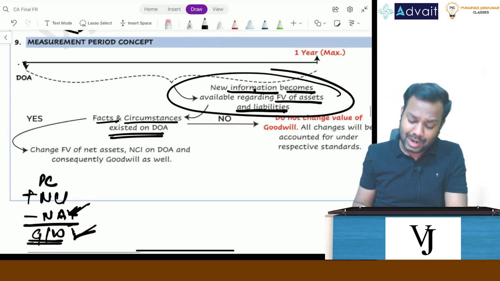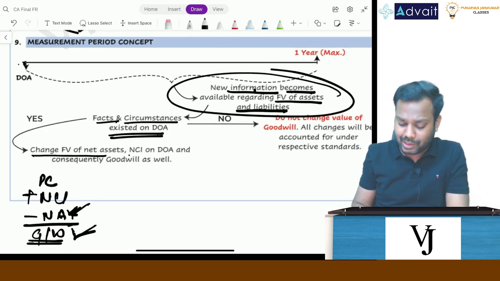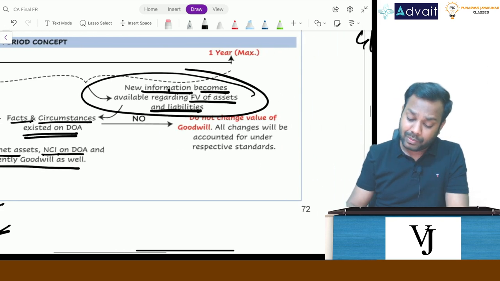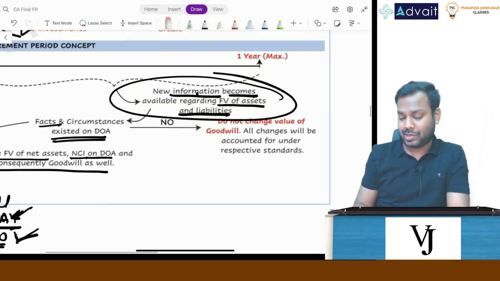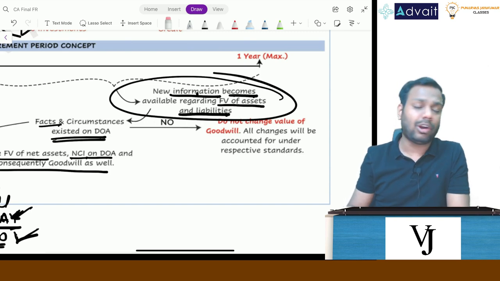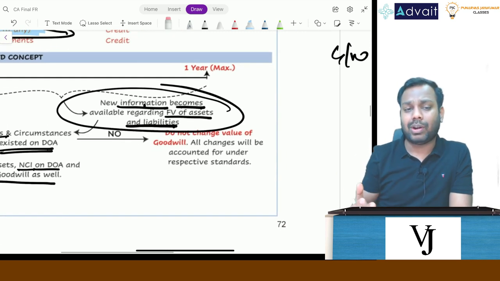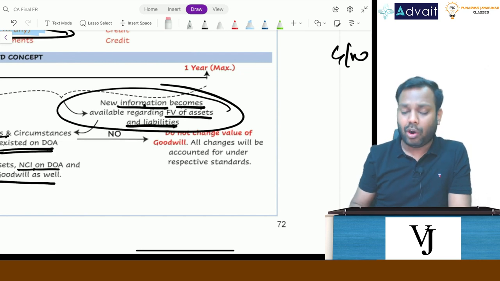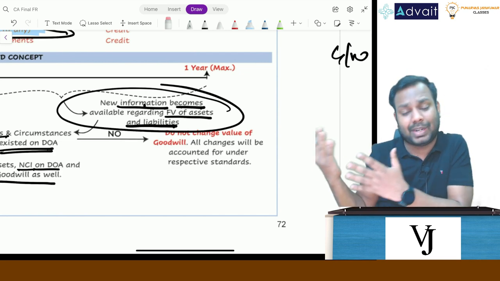Okay, so in that case I will change the fair value of net assets, change the NCI on date of acquisition, and consequently change goodwill as well. But if the facts and circumstances did not exist on date of acquisition, then I will not change the value of goodwill. Rather, I will account for this change of fair value of the net assets as per their respective standards.